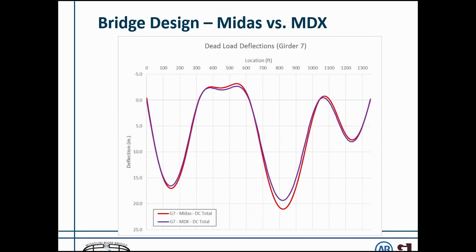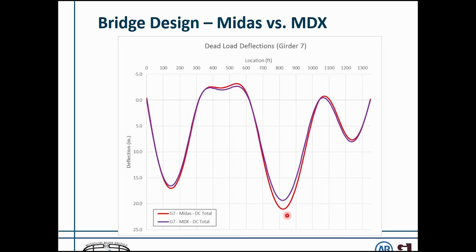So one more thing we looked at with our Midas and MDX comparison is dead load deflections. And in our 420-foot span, we did see the largest difference to be a coupling. Now, keep in mind, if you look at the other spans, they are very comparable, but it is the main 420-foot span that has some differences.